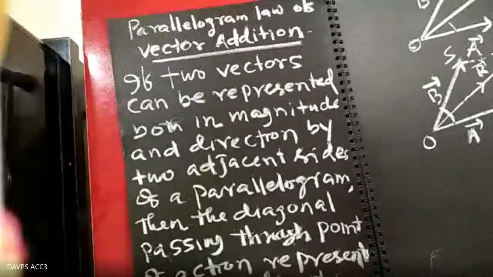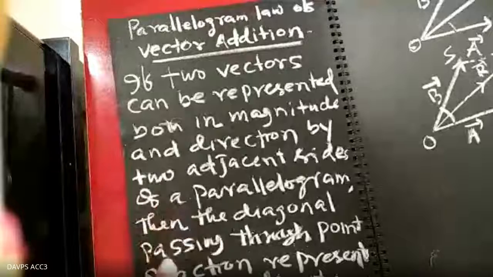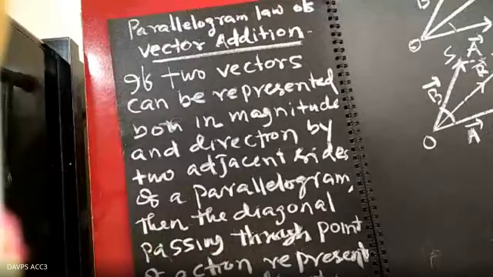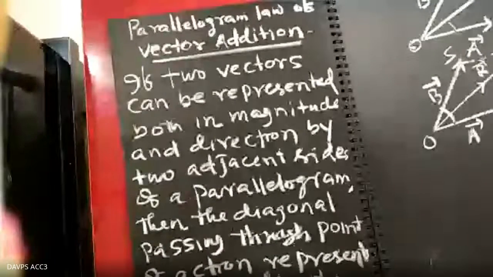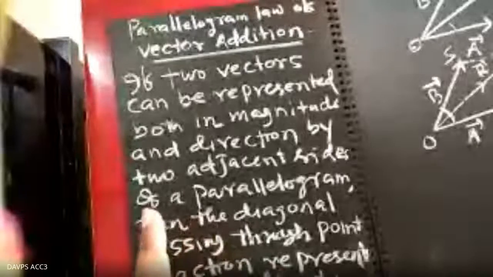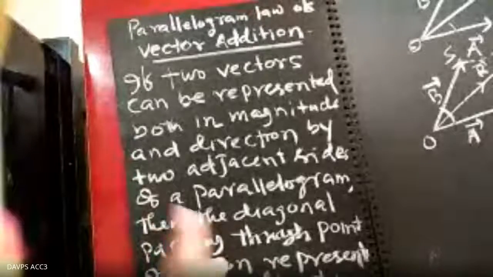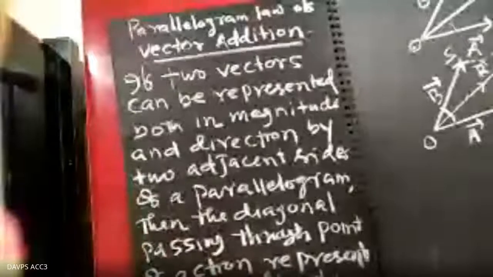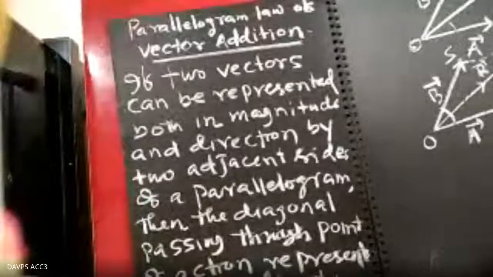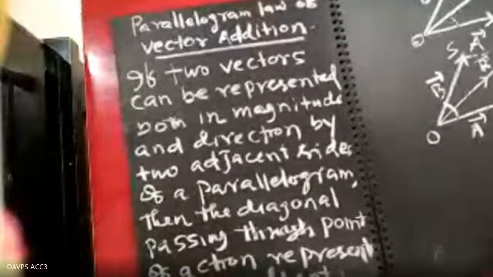The formula is the same: the magnitude of the resultant R equals the square root of a square plus b square plus 2ab cos theta. Whether you apply it by the triangle law or by the parallelogram law, the formula is the same, and the direction is also the same. For theoretical understanding, just go through the parallelogram law of vector addition.